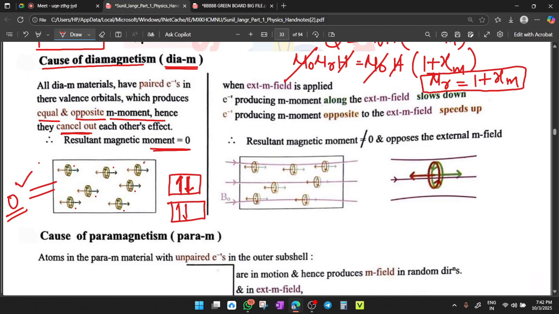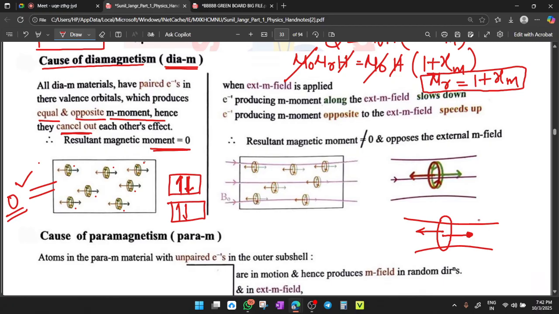See here, two types of spinning are there. Naturally, without applying the field, there are two types of spins. One magnetic moment is here, and another one's magnetic moment is going in this direction. Both are equal and opposite. But as you apply the field, clear? As the external magnetic field is applied, the electron producing magnetic moment along the external magnetic field slows down.